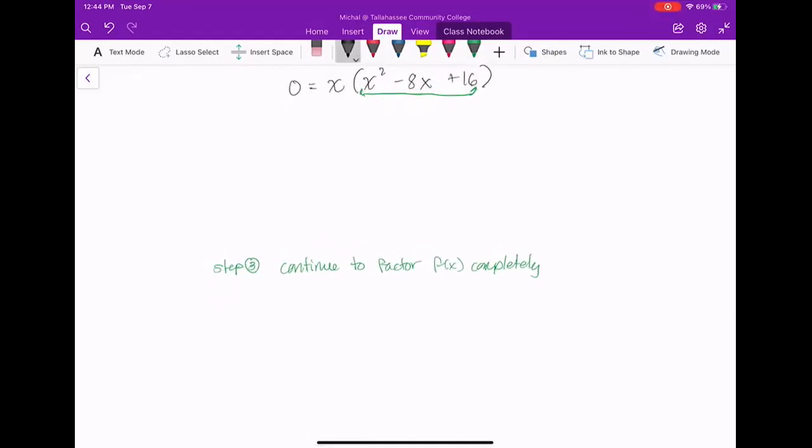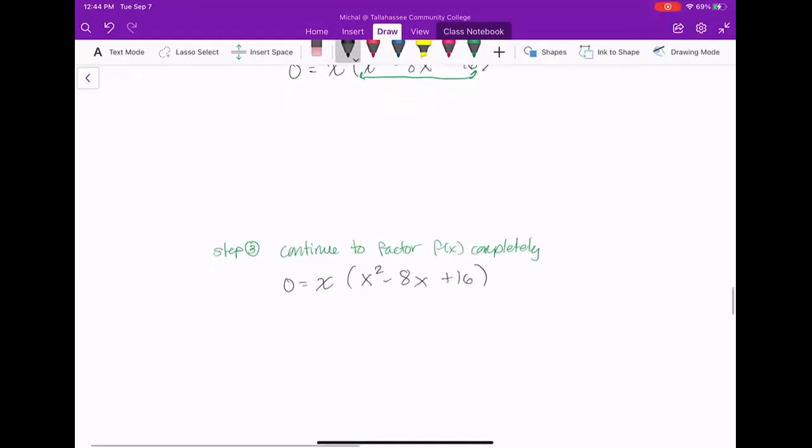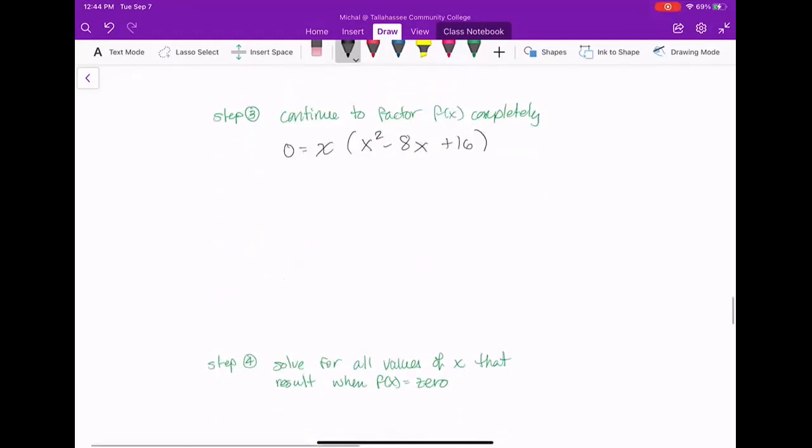So what I want to do is take 0 equals x times x squared minus 8x plus 16. And I want to break down this trinomial term. So I'm going to find two numbers that multiply to be equal to 1 times 16, or just 16. I get 1 because my a here, this is a equals 1, b equals negative 8, and c equals 16. So they need to multiply to be a times c, which is 1 times 16. And they need to add to be equal to negative 8.